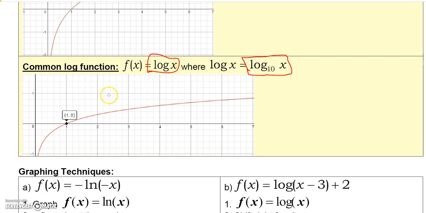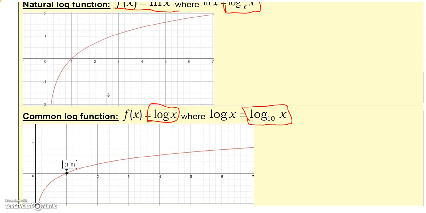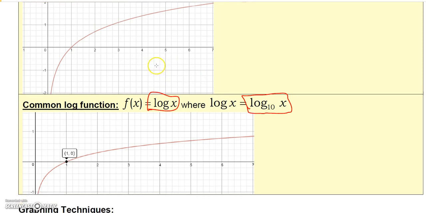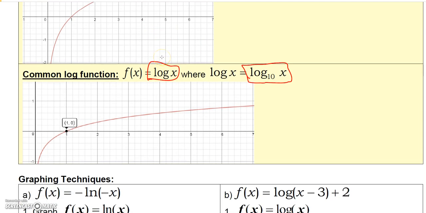And of course, the log of x, the common log function, is going to look similar to the natural log function. But remember earlier I told you when the base was larger, the function flattened out a little bit quicker. So this function would flatten out a little bit quicker. And if you wanted to graph these, you could do an x and y chart like I did on some of the other graphs.